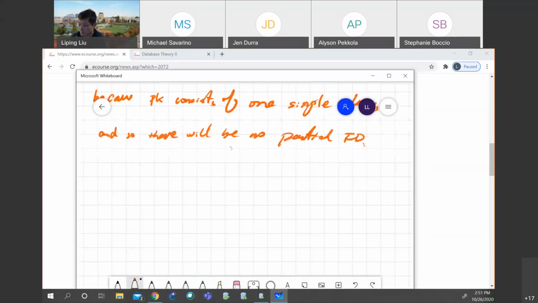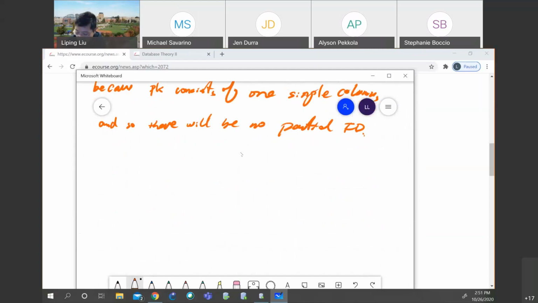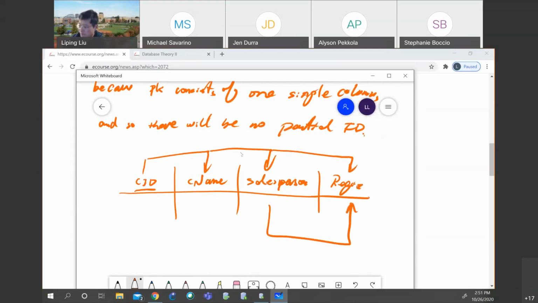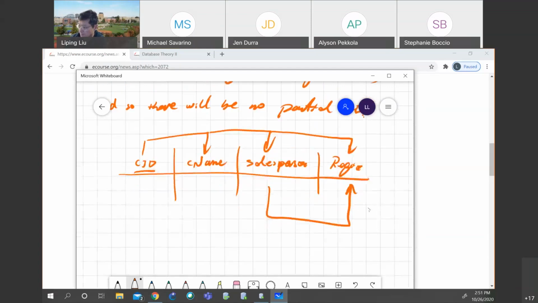Okay. And now we do third normal form. We want to check whether it is in third normal form. So now what we do is we draw a functional dependency here: customer ID, customer name, salesperson, and the region. Customer ID determines everything else. That is actually the reason for that key. So customer ID is a key. And then salesperson also determines the region. So therefore we have a transitive functional dependency. Do you see that? We have a non-key column determining another non-key column.